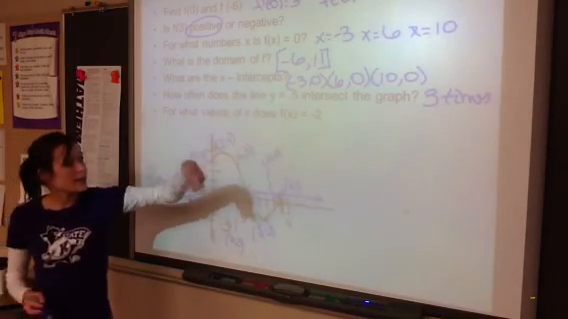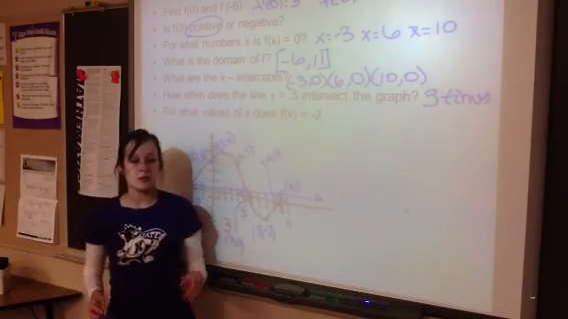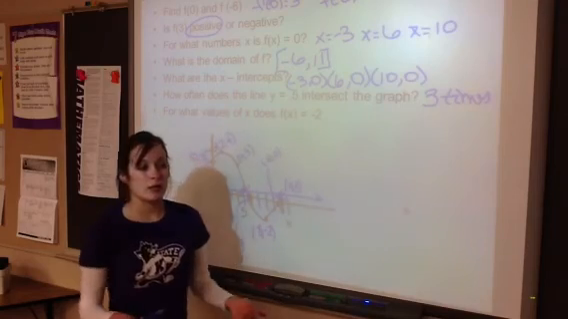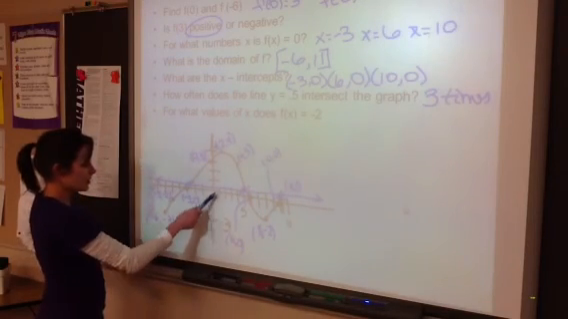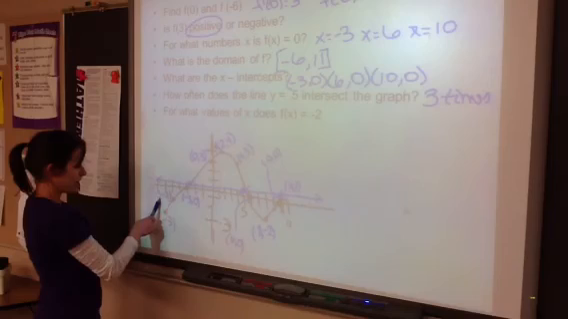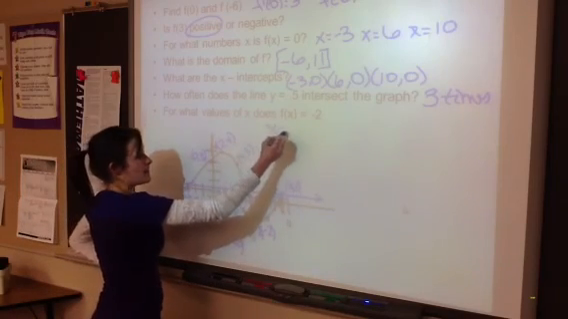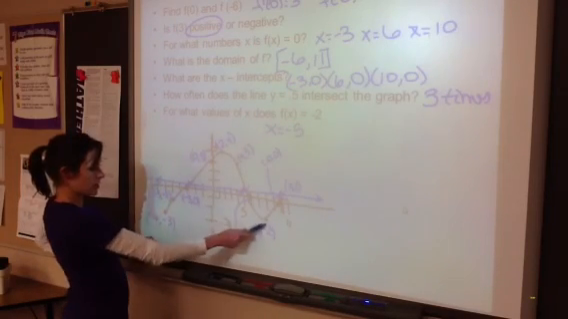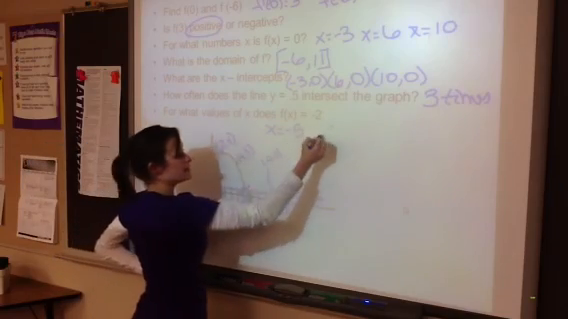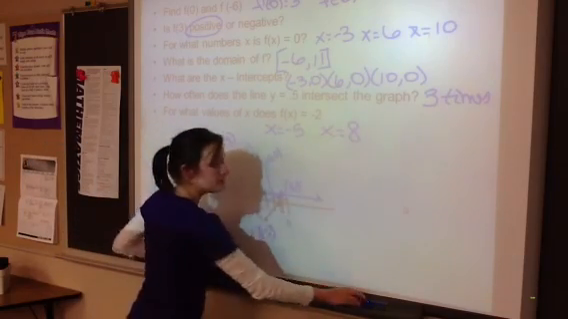For what values of x is f of x equal to -2? So that's asking when is your y value -2? So we look at our graph for -2. We get -5. And there's another ordered pair right here. So 8. And you're done. Yeah, go you.